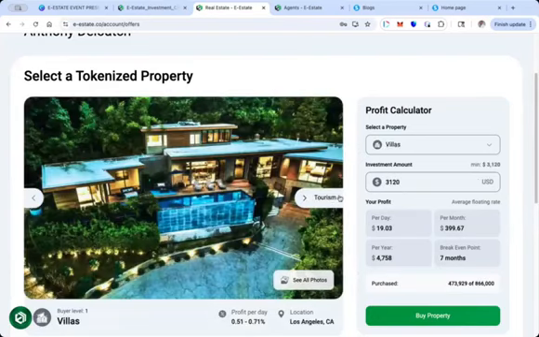Another property that we have is this luxury villa that's located in Los Angeles, California. I love this one.